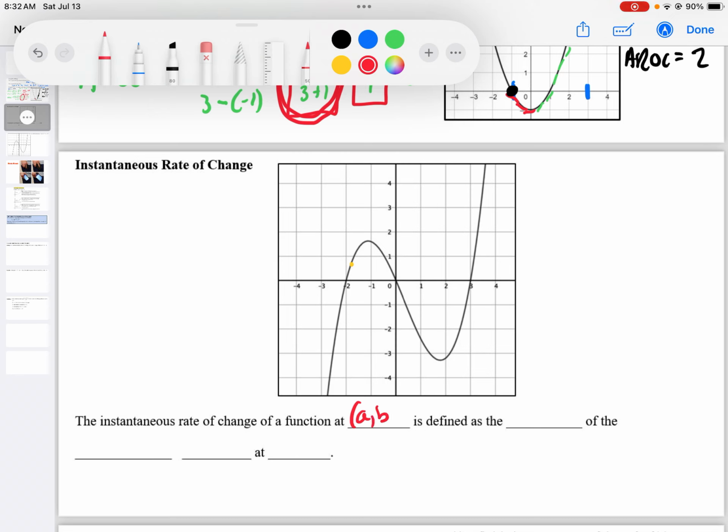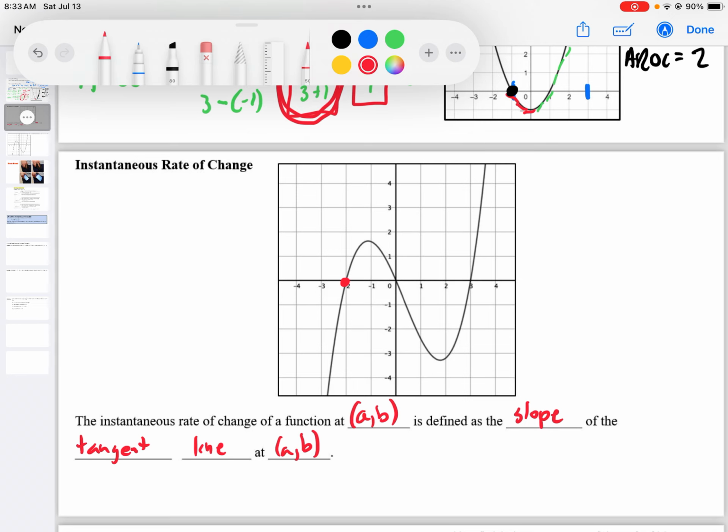All right, so let's fill out our little thing. The instantaneous rate of change of a function at a point is defined as the slope of the tangent line. Remember, a tangent line touches at one instant, but never again. At (a, b).